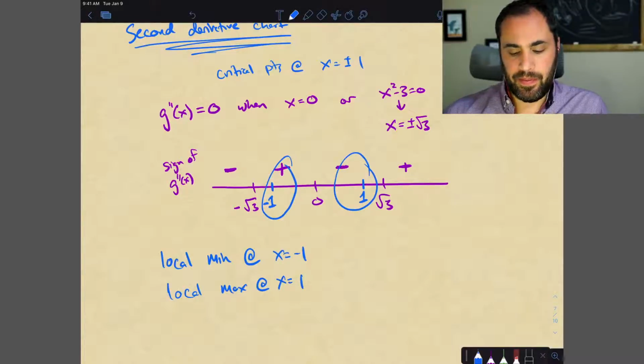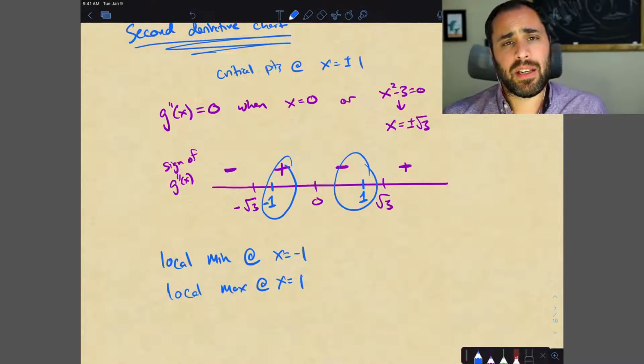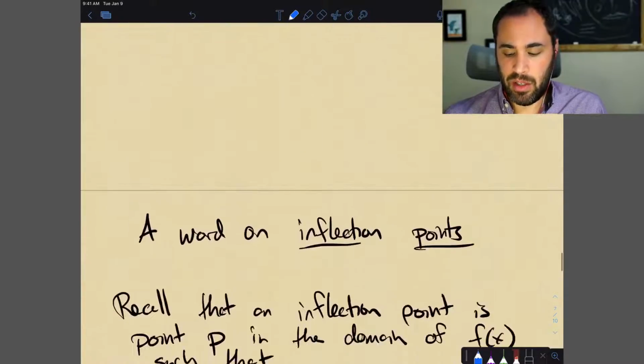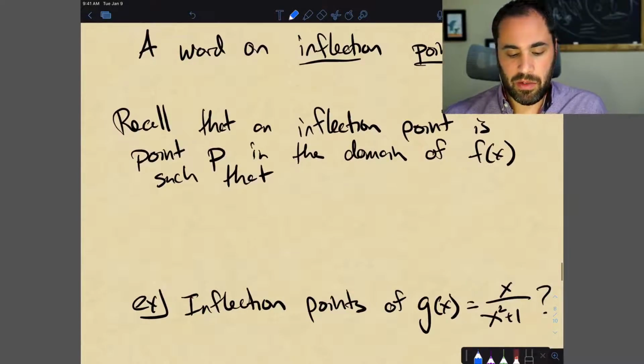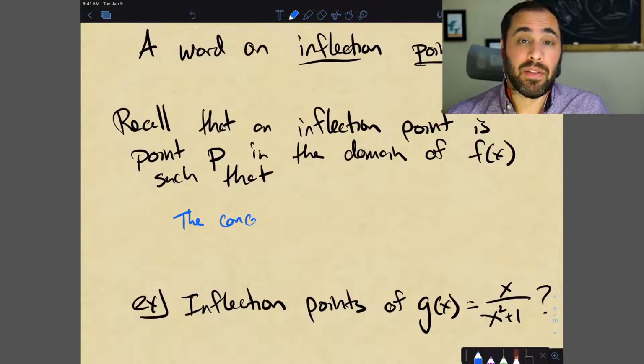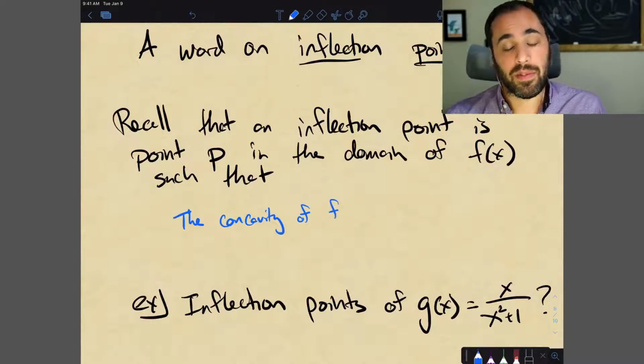So the reason I wanted to do the second derivative chart was so we can talk a little bit about inflection points. So maybe you remember, or maybe you're just seeing it now, an inflection point of a function is a place where the concavity changes. That is where the second derivative switches sign from positive to negative or from negative to positive.